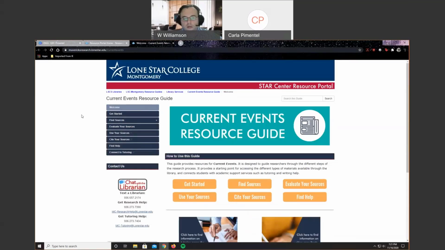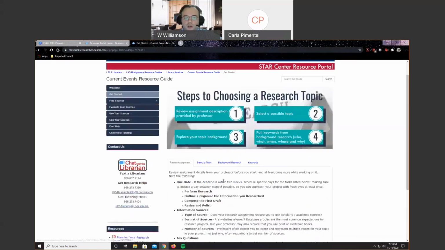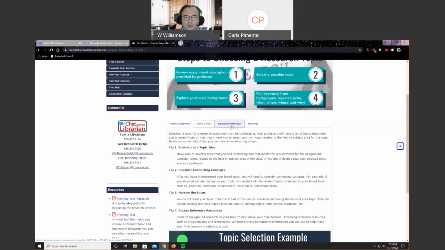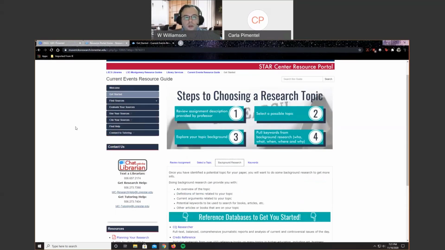Okay, once you get into any of these subject guides, they are arranged the same, and it's meant to mirror the steps of the research process. So when I select Get Started, it's going to give you some things to think about, such as knowing your due date, knowing your citation style, tips on selecting topics, and where to go for background research.